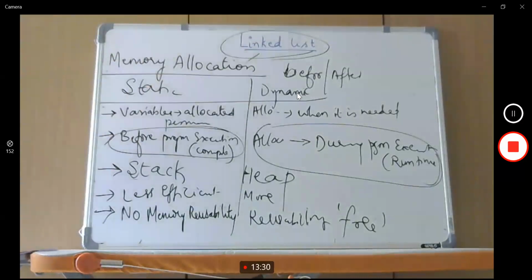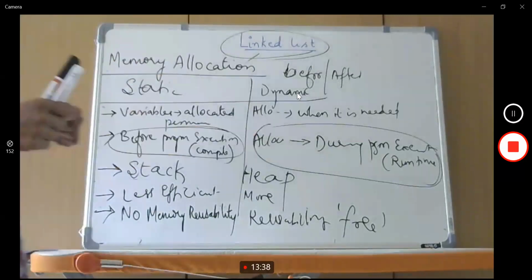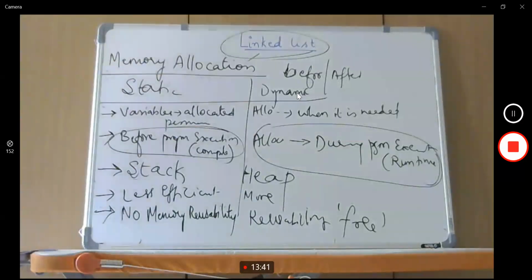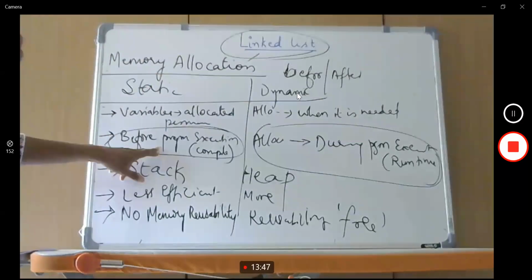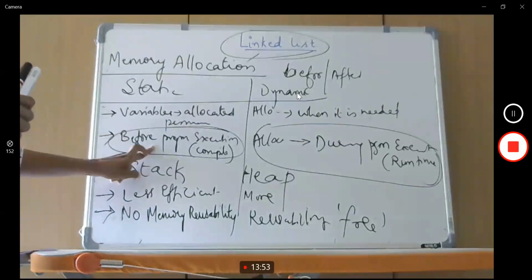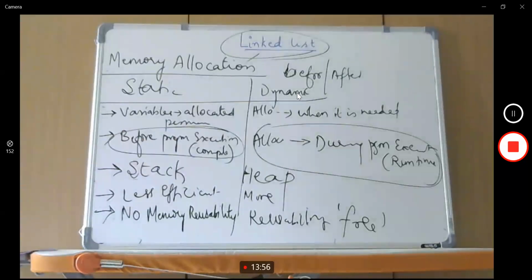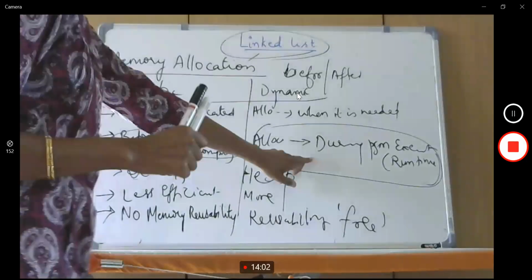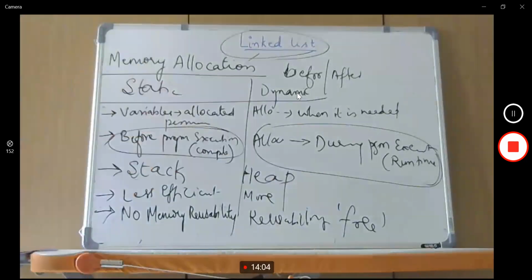First, I said in static memory allocation, variables are allocated memory permanently. But in case of dynamic memory allocation, variables are allocated memory only when that variable is going to be used. If you are not using that variable, you don't have to allocate the memory. Then, when is the memory allocated? In case of static memory allocation, the memory is allocated before the program execution. That means you allocate the memory at compile time. Whereas in dynamic memory allocation, you allocate the memory during the program execution. That means you are doing it at runtime.